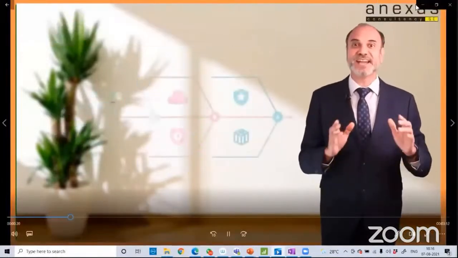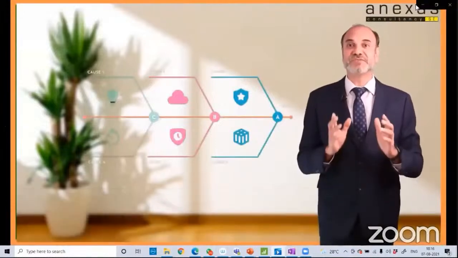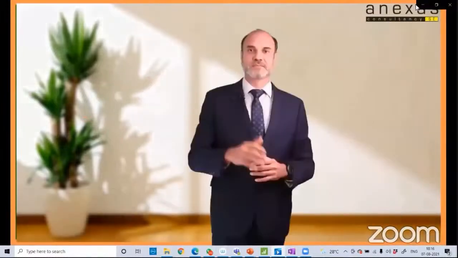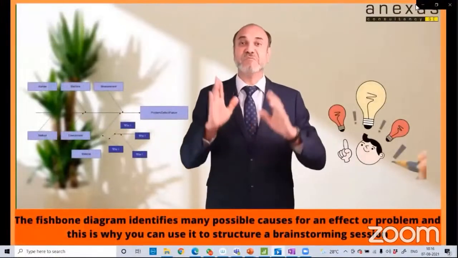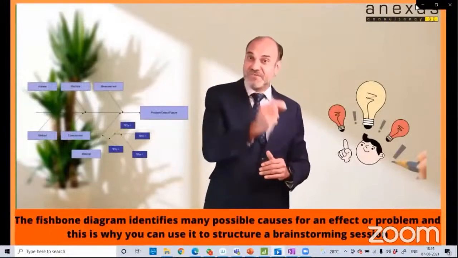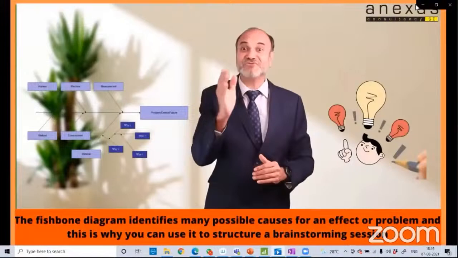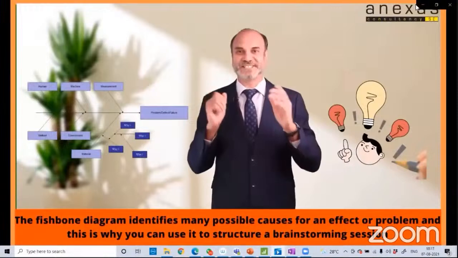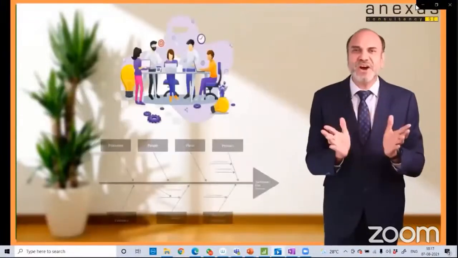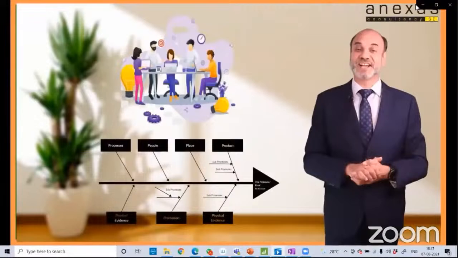It is a cause and effect diagram that helps managers to track down the reasons for imperfections, variations, defects, or failures. The fishbone diagram identifies many possible causes for an effect or problem, and that is why you can use it to structure a brainstorming session. When a team's thinking tends to fall into a hollow and you feel there is no way out, an Ishikawa diagram can come to help. For example, most of the time we tend to blame the people for any problem. The fishbone diagram prevents us from falling into this trap.